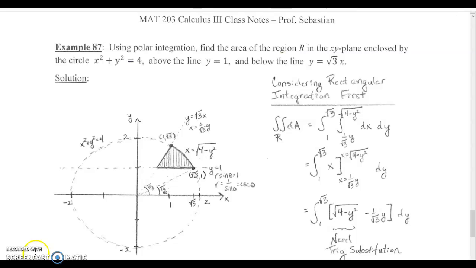We're on the last page of section 15.4, where we're talking about using the polar coordinate system to evaluate double integrals. So, using polar integration, find the area of the region R in the xy plane enclosed by the circle x squared plus y squared equals 4, above the line y equals 1 and below the line y equals square root of 3x.